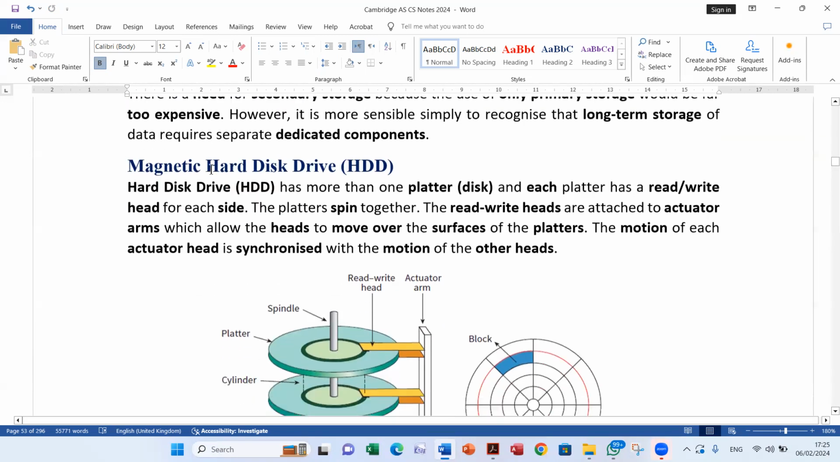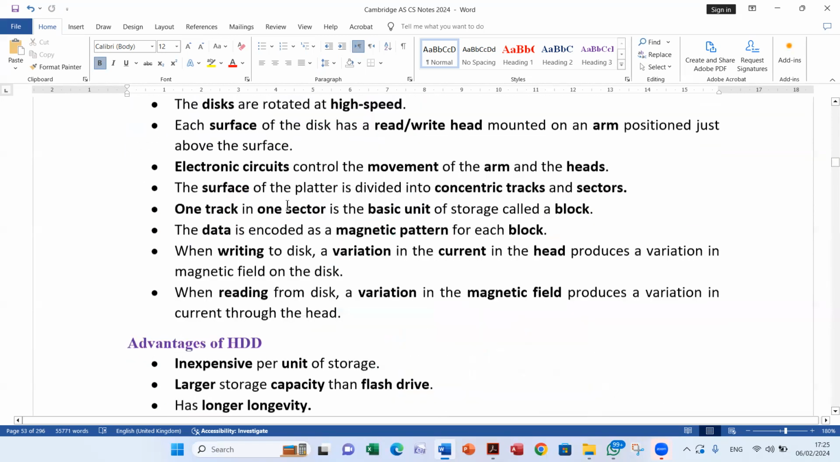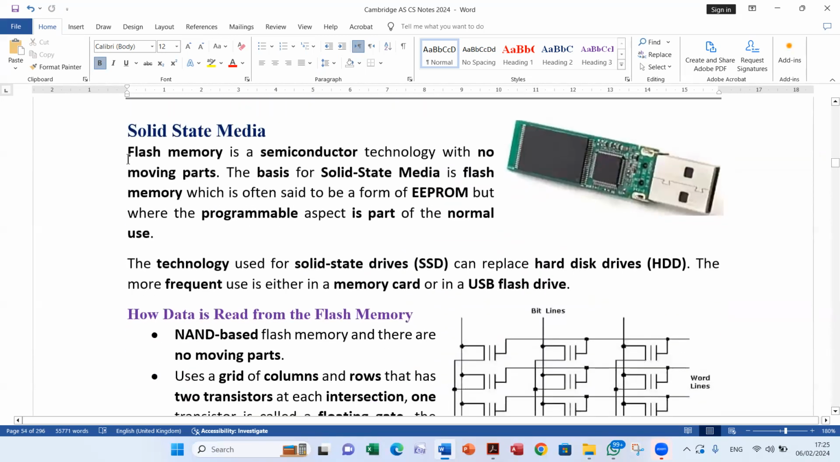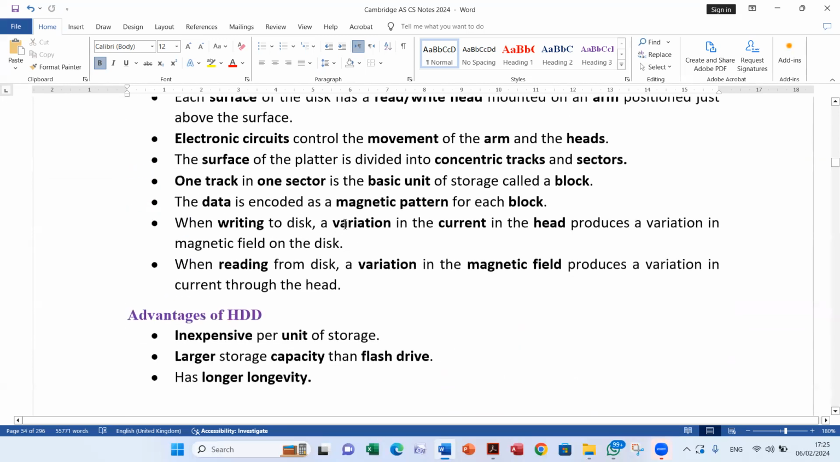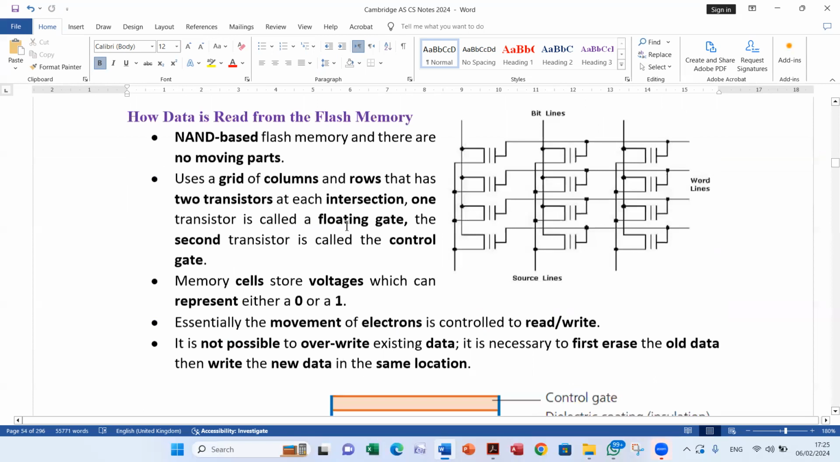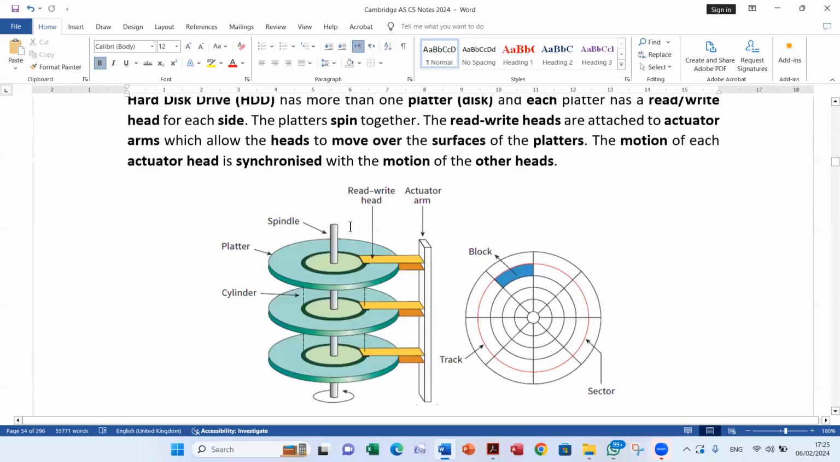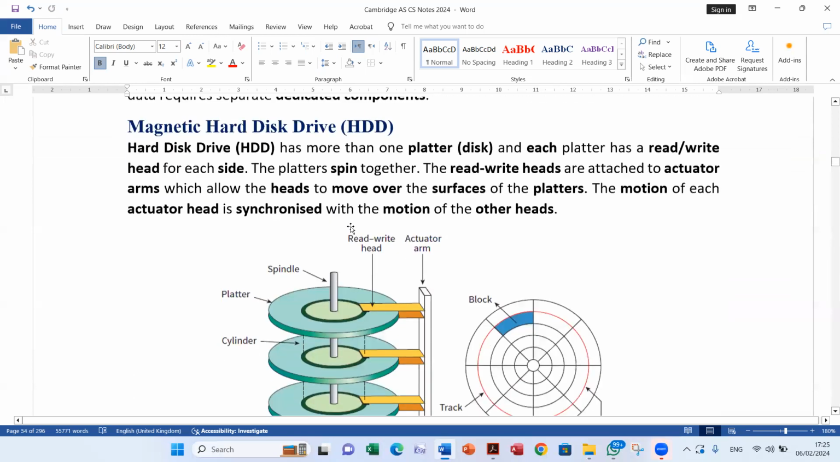Okay, so you know all these. Even if you have studied ICT, you already know all this. Magnetic hard disk drive, HDD. And then next, the solid state drive, SSD. And we will compare their principles of operation. Okay, so magnetic hard disk.